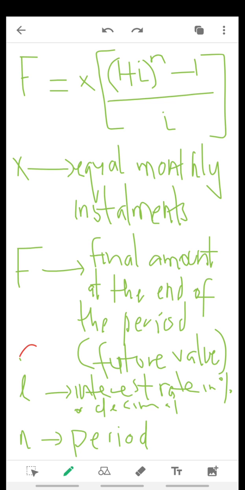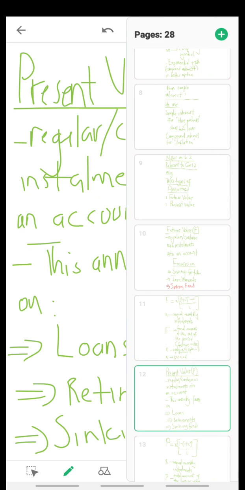And then i represents the interest rate, which is normally represented in percentages, but usually when we work with it, we write it as a decimal. And then n in that formula stands for period or time, as we already know it. Very, very important. That's the formula that we use.